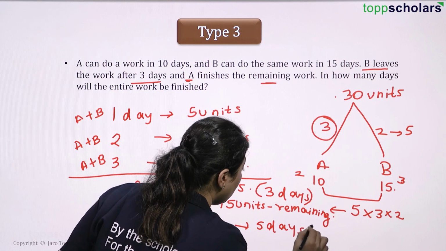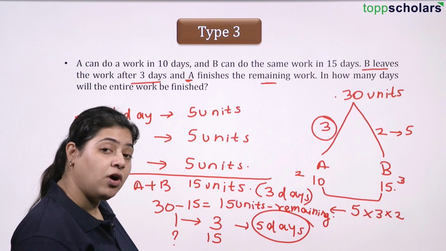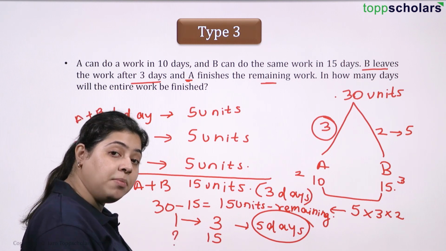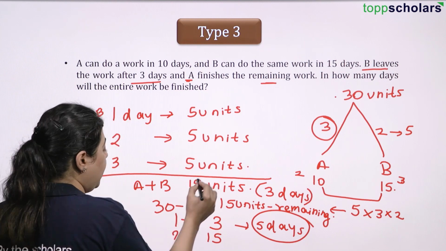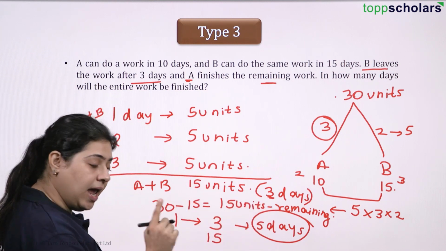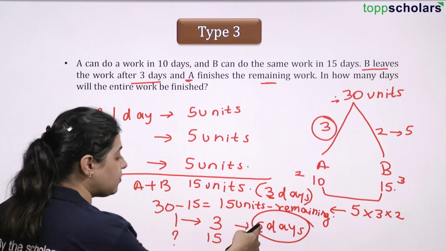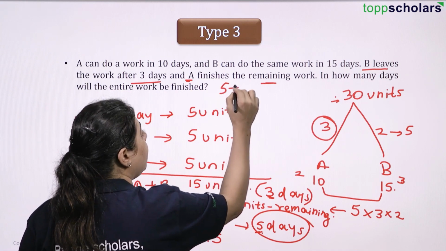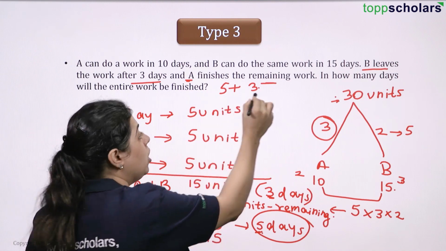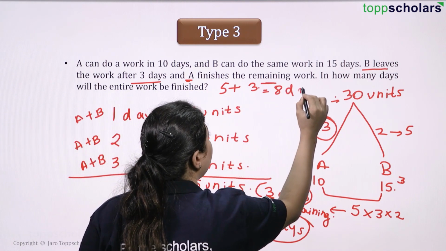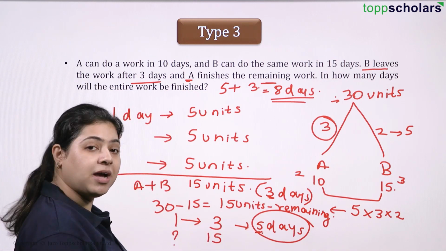Correct? Now the question is asking in how many days the entire work will be finished. Entire work means 3 days for A and B and the remaining work for A alone. So A and B have taken 3 days and A alone has taken 5 days to complete 30 units. So the total number of days will be 5 plus 3, 3 for A and B and 5 for A alone. So 5 plus 3 is 8 days. It takes 8 days to complete the whole work. Okay, so our answer becomes 8 days.